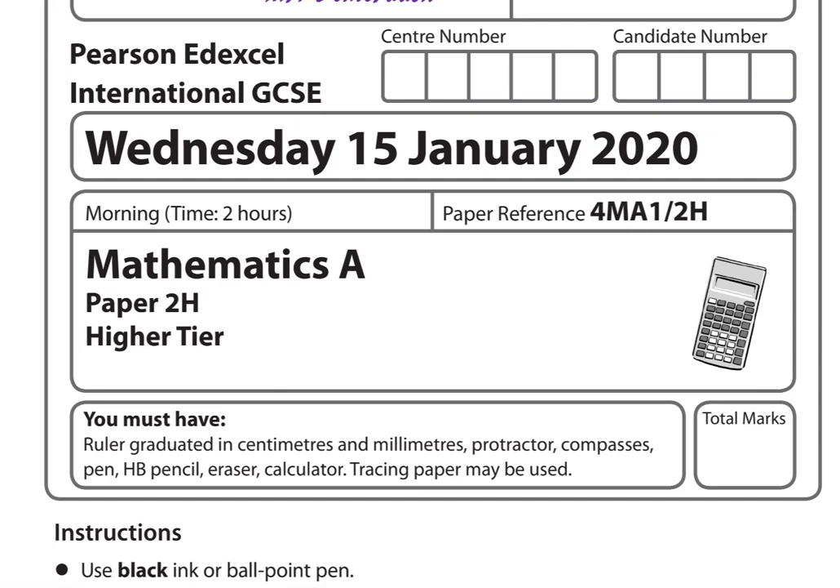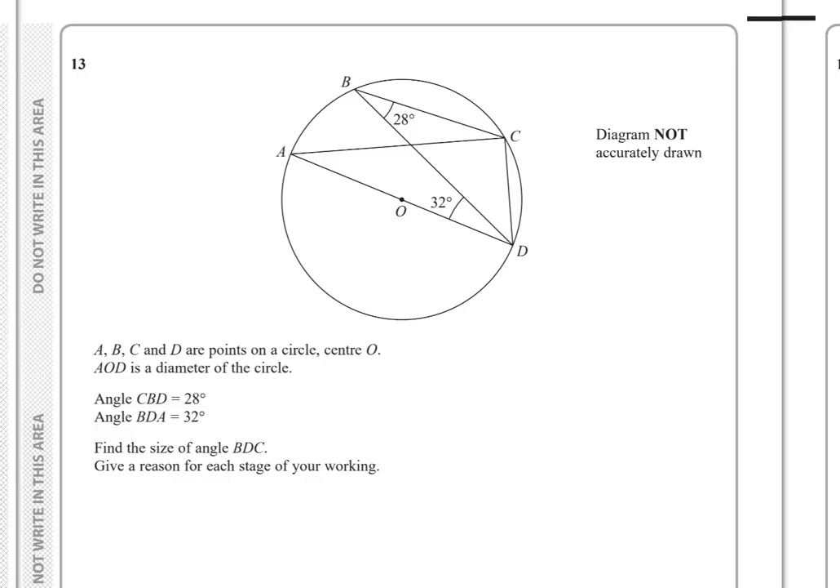Bismillah. In this video I'm going to solve Edexcel IGCSE January 2020 paper 2H, the hardest questions. We can start with number 13.